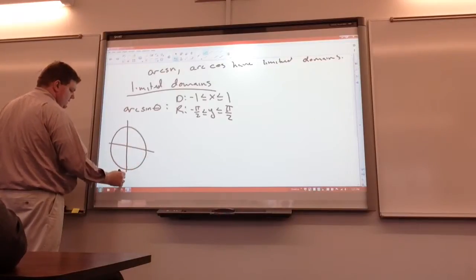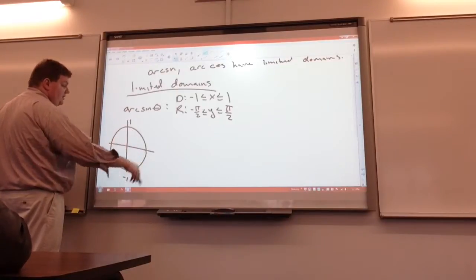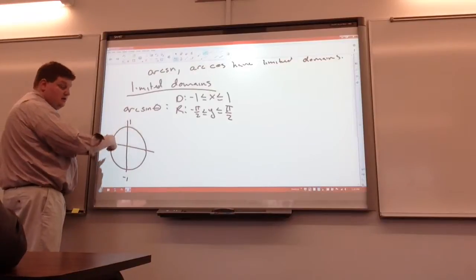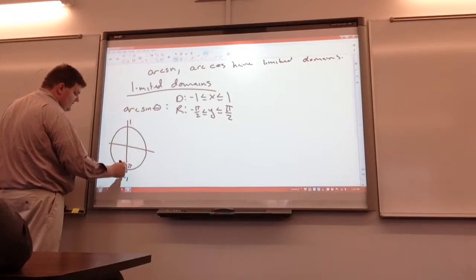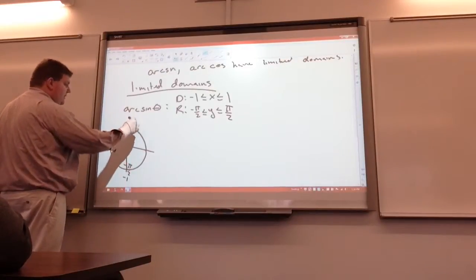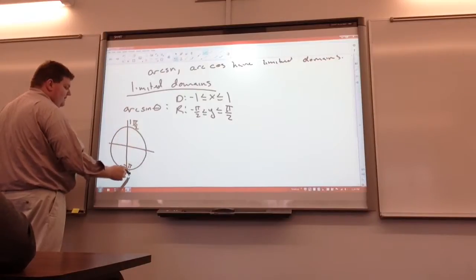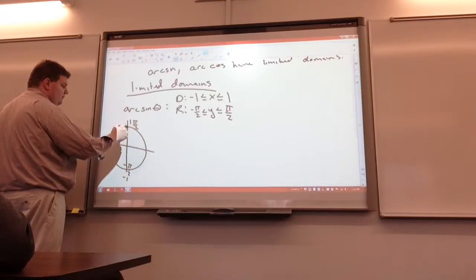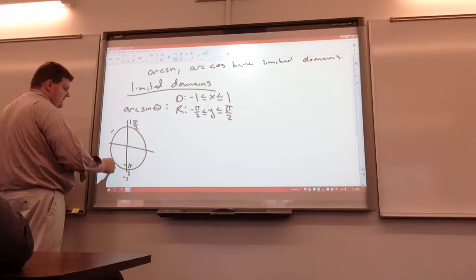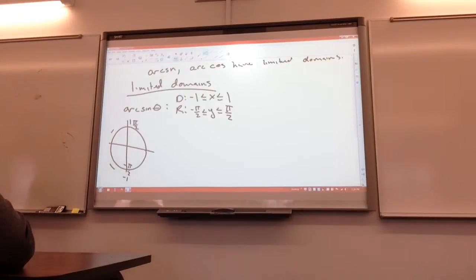It goes 180 degrees. That's 180 degrees of arc, right? This is negative pi over 2, positive pi over 2. What happens when I hit pi over 2? What happens to my y values? They start to repeat, right? And we're trying to avoid that from happening. We don't want them to repeat, because you only want one input and one output.